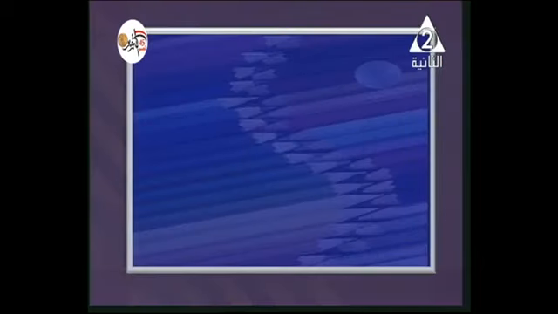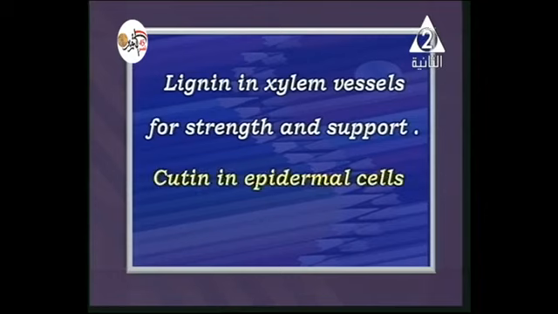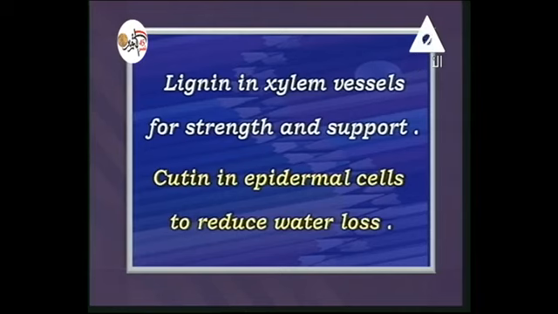For example, we have some substances like chitin, lignin, suberin. Such as what? Lignin. Lignin deposits in xylem vessels. They are vessels or tubes where the water passes through all parts of the plant. Okay, this is xylem. We studied them last year. So lignin in xylem vessels is for strength and support, and also to become erect. And also chitin in epidermal cells to reduce water loss.